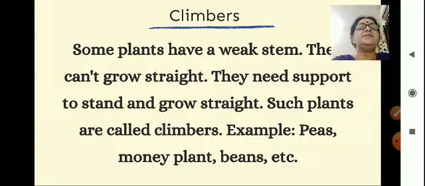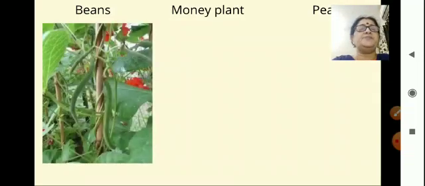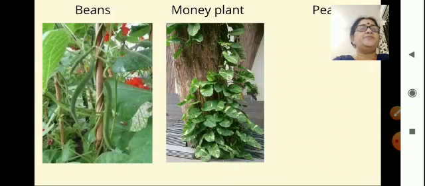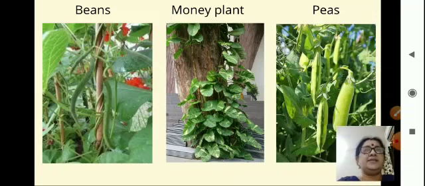Climbers. Some plants have a weak stem. They can't grow straight. They need support to stand and grow straight. Such plants are called climbers. Example: beans, money plant, peas. These are climbers.